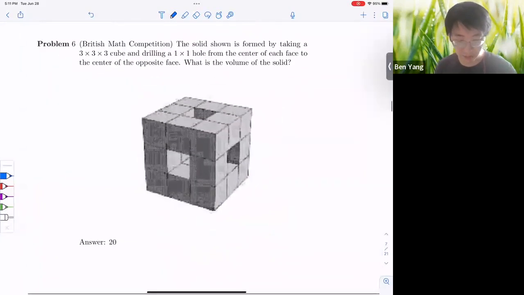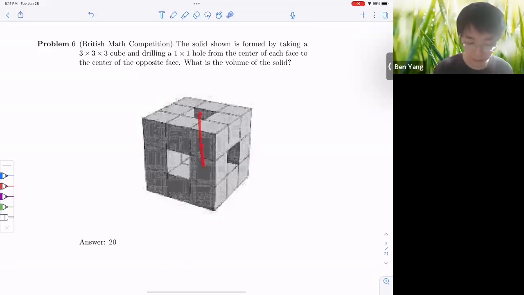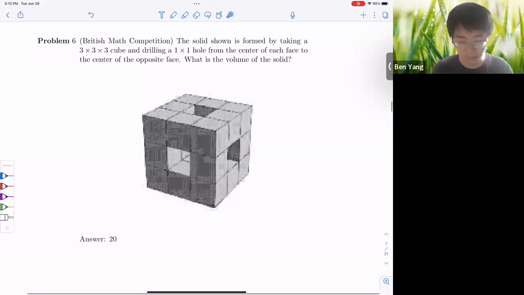Cool, next one. So the solid shown is formed by taking a 3 by 3 by 3 cube and drilling a 1 by 1 hole from the center of each face to the center of the opposite face. Cool. So from top to bottom, front to back, and left to right. So 3 holes. What's the volume of the solid? I guess we can just look at the 3 layers.